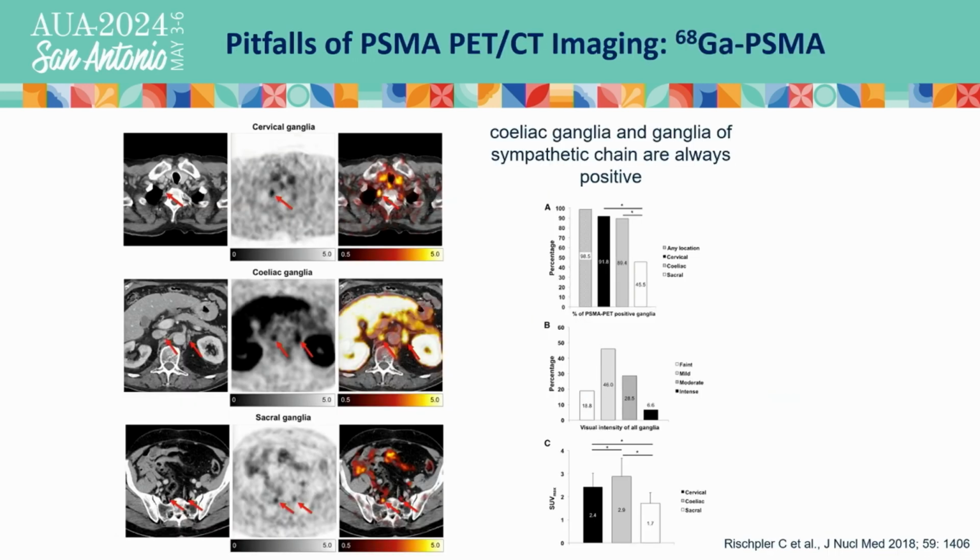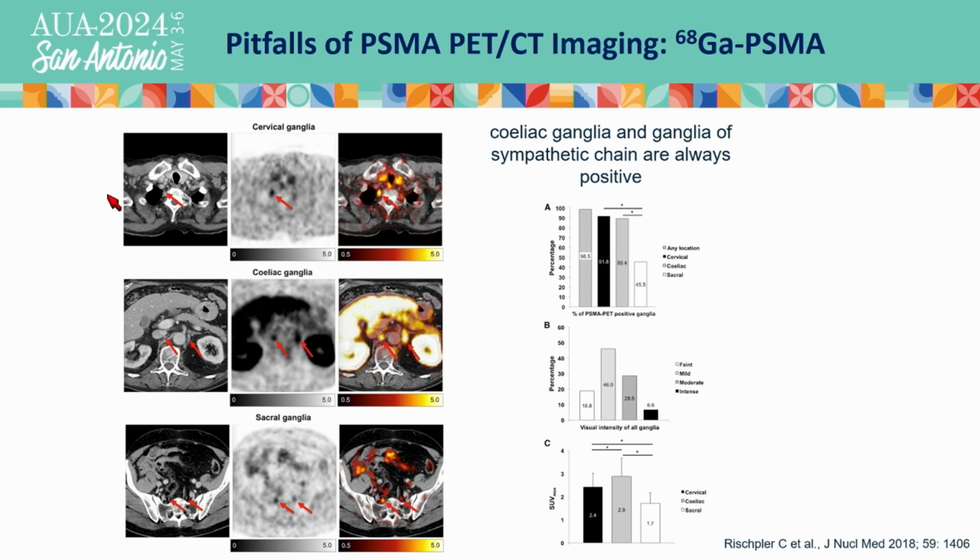Those might be the pitfalls of PSMA PET CT scans. So you have the celiac ganglia and the ganglia of the sympathetic chain, and those are always positive in every single man, in every single female. So whenever you see this type of PSMA avid lesions, which are located in the retroperitoneum and just around the aorta, for example, then you should have the suspicion that this is a false positive result. It does not resemble small metastatic prostate cancer involved lymph nodes, but it's just a physiological distribution.